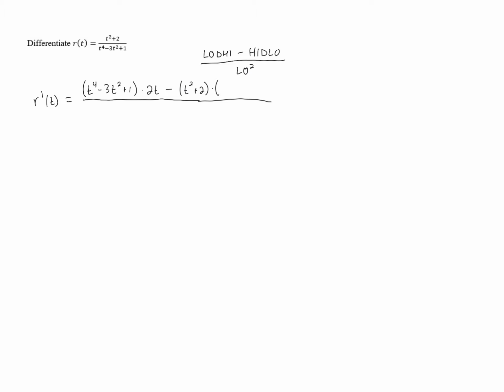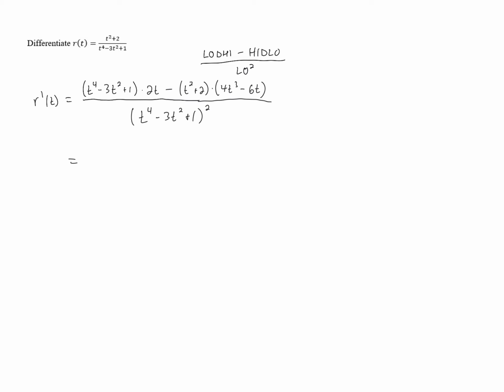When we differentiate t to the fourth, that gives us 4t cubed, and then minus the derivative of 3t squared is 6t, because the derivative of t squared is 2t, times 3 is 6t, and then the derivative of a constant is 0, so that's all we have up there, all over the lower function squared, t to the fourth minus 3t squared plus 1, all squared. Good. Now, in the numerator, we have a lot of things we need to do.